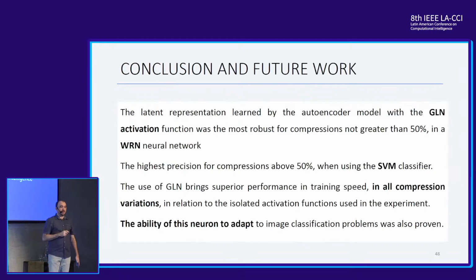Okay, for conclusion, the latent representation learned by the autoencoder model with GLN was the most robust for compression greater than 50% in WRN, and gave high precision for compression above 50% when used with the SVM classifier. The use of the GLN brings superior performance in training speed in all compression variations in relation to isolated activation functions. With the experiments, the ability of this neuron to adapt to image classification problems was also proven.